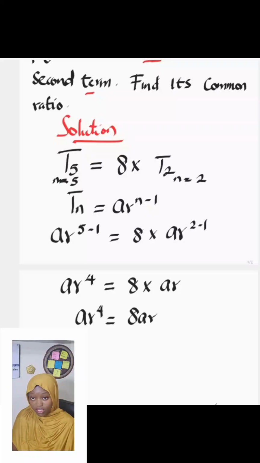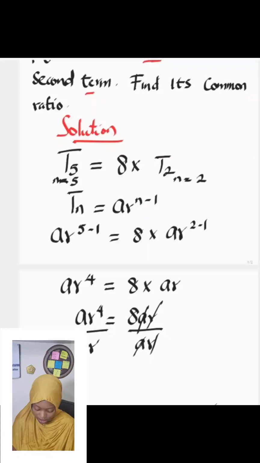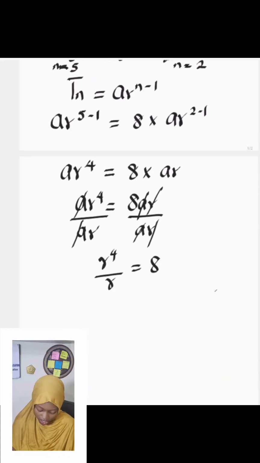So our intention is to make R the subject of formula because that's the unknown we are required to find. So at this point, we divide both sides, both the left and the right hand side, by AR. So A cancels A, R cancels R on the right hand side. Now moving on to the left hand side, the A cancels out. We are left with R to the power of 4 divided by R is equal to 8. R to the power of 4 divided by R gives us R to the power of 3.